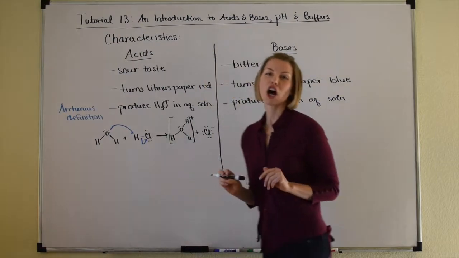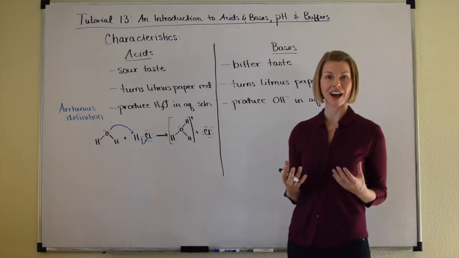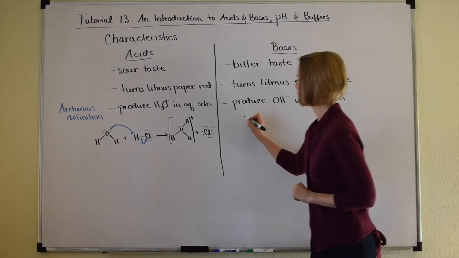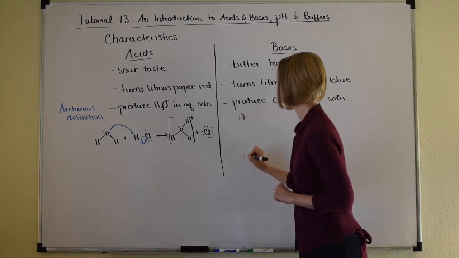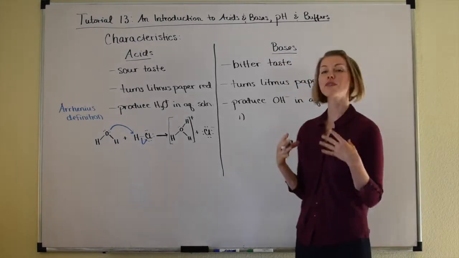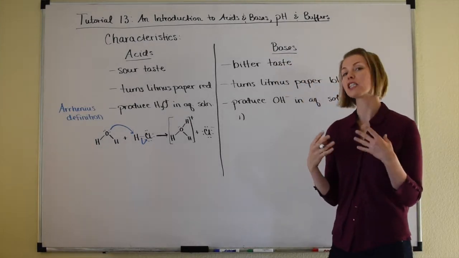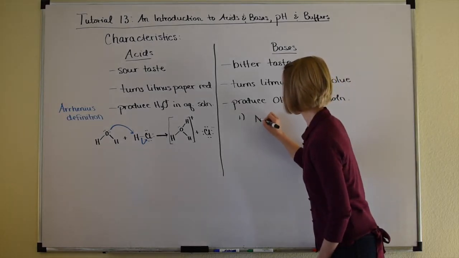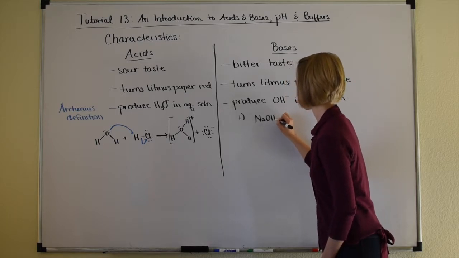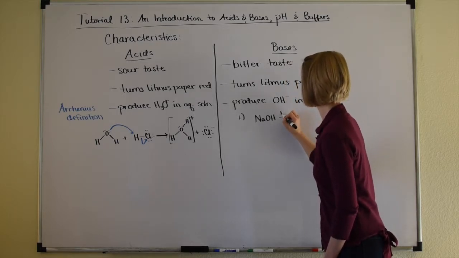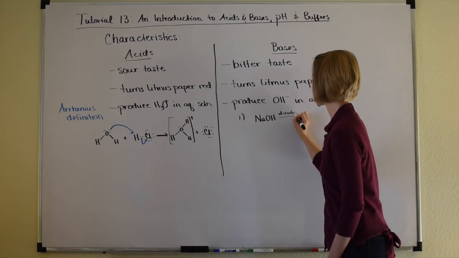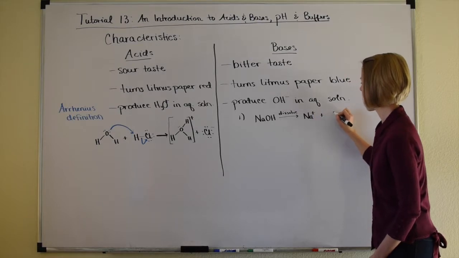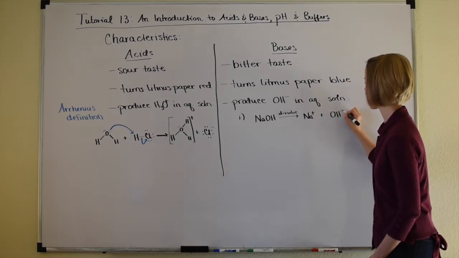All right, let's talk about how bases produce hydroxide in an aqueous solution. There are actually 2 ways that this can occur. So I'm going to write 1, and then I'll put a 2 down here for the second method. The first way is through the dissolving of a metal hydroxide base. So sodium hydroxide, for example, will dissolve in water to release sodium cations and hydroxide anions.